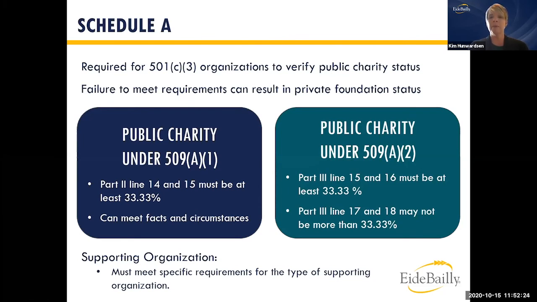The other type of public charity is under 509(a)(2). These organizations would complete part 3 of the test. And these organizations receive both contributions and payments for services. In this case, the public charity percentage has to be above 33 1/3%, and there's a restriction on the amount of investment income that organizations can receive. So there's a calculation of investment income, and that has to be below 33 1/3%.